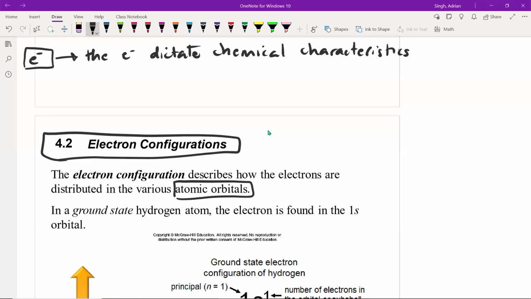Okay, so when we talk about an electron configuration, what we are referring to is how the electrons are distributed in the various atomic orbitals that you have in an atom. And specifically, how they are arranged in terms of their energies, and in terms of their other characteristics as well.